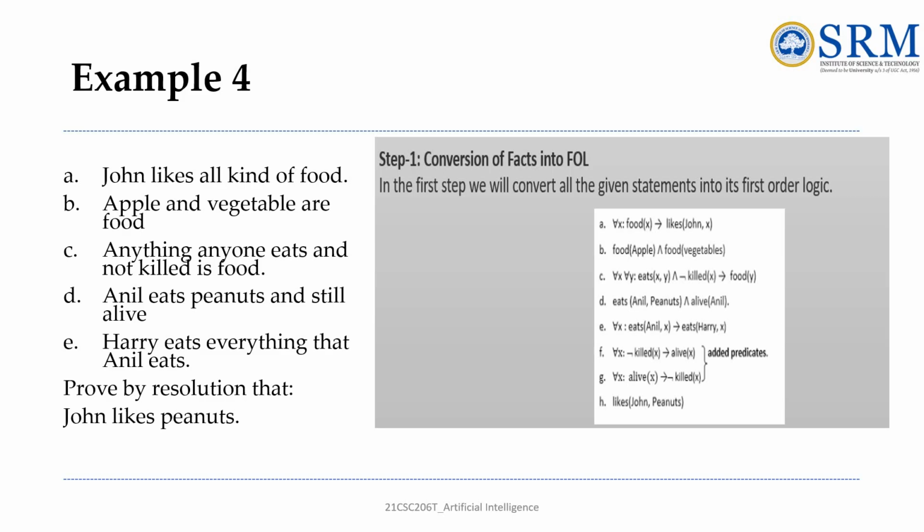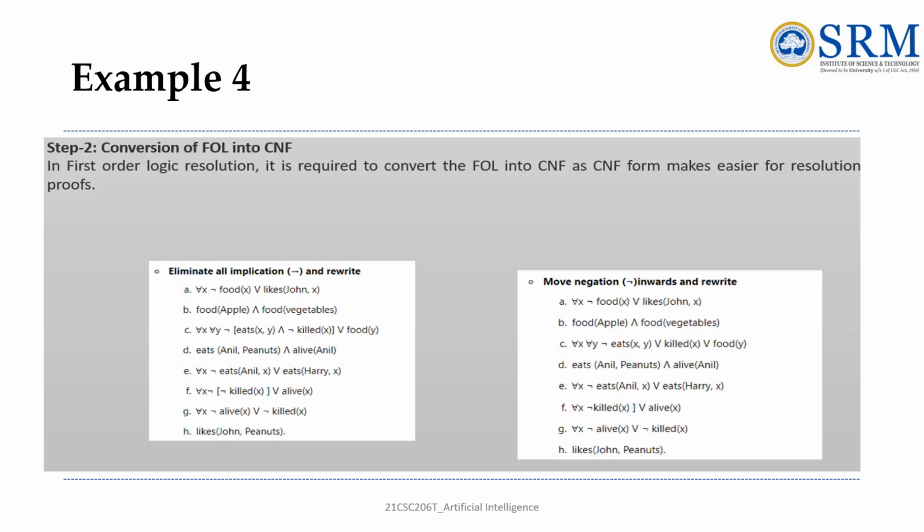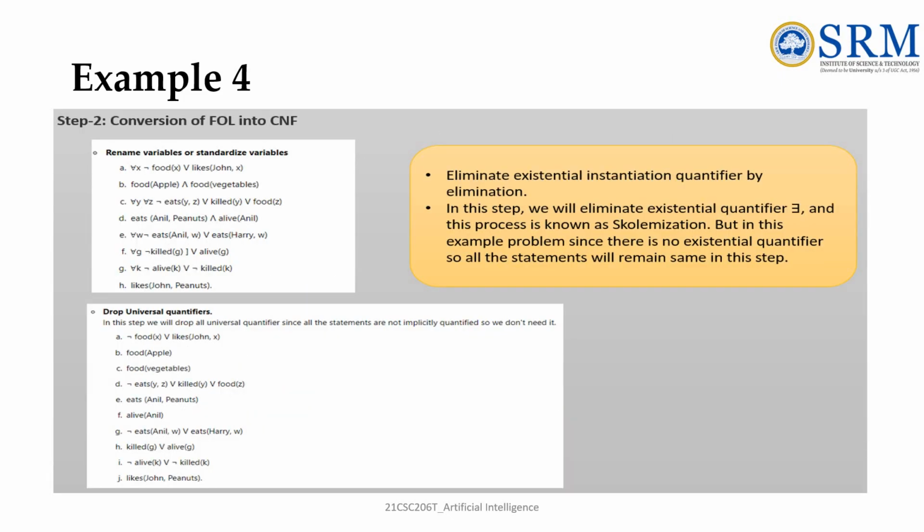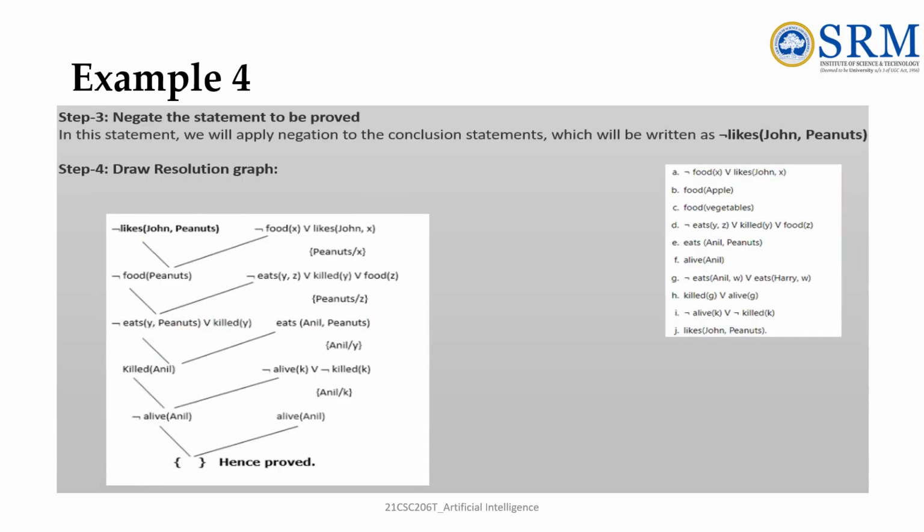So how will you do this? We represent each statement in first order logic and then convert them into conjunctive normal form, applying resolution systematically. Finally, we derive the conclusion that John indeed likes peanuts. This shows how logic can help machines simulate human deduction.